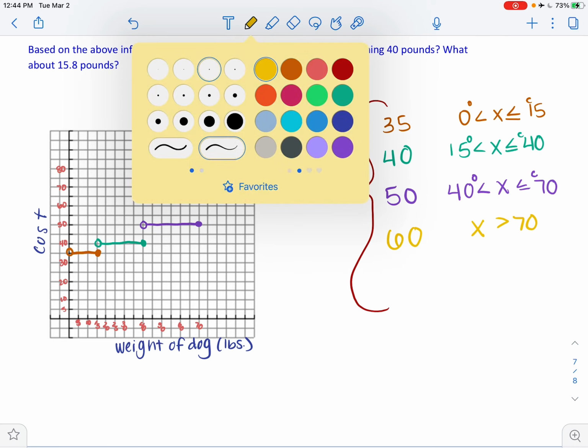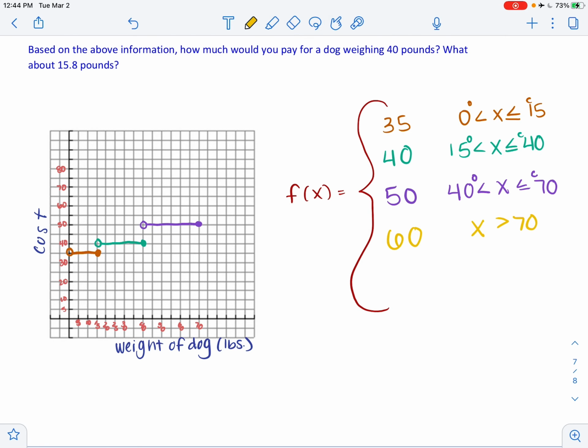And the very last piece here, $60 for all dogs greater than 70. Now I know that realistically your dog could not weigh infinity pounds, but because there is no upper bound, there is no maximum, we are going to draw this with an arrow on the one end. So we're going to go to 70 as an open circle because your dog needs to be greater than 70 here. So I'm going to go to 70 on the x, 60 on the y, open circle, and then we're going to draw to the right for all x's greater than 70, and it will continue on forever.